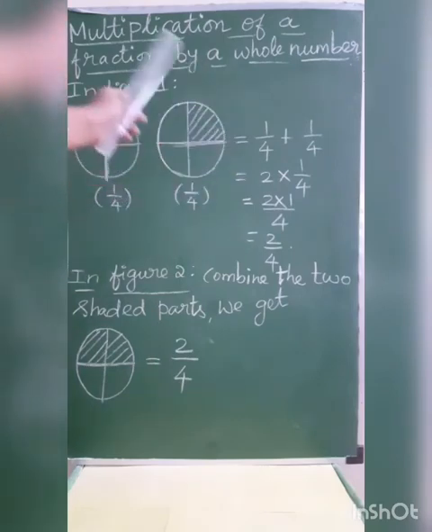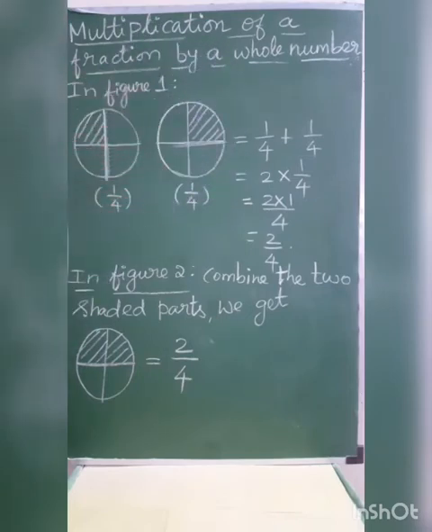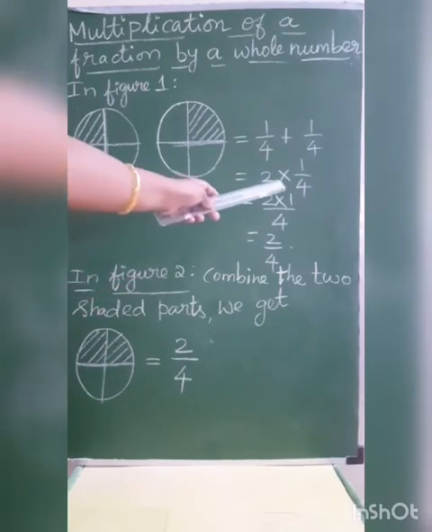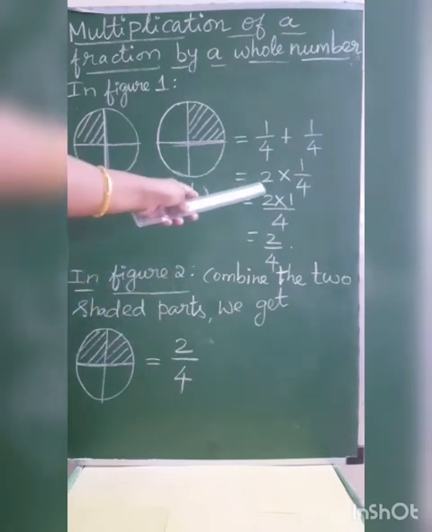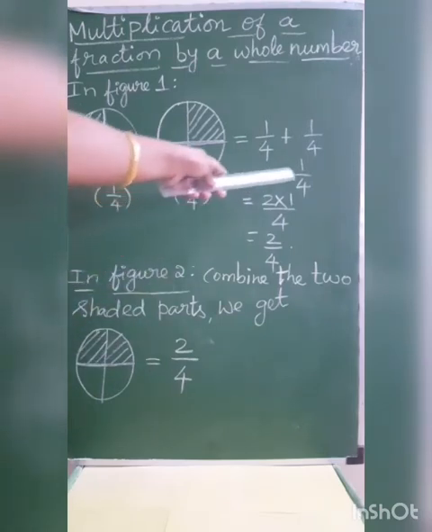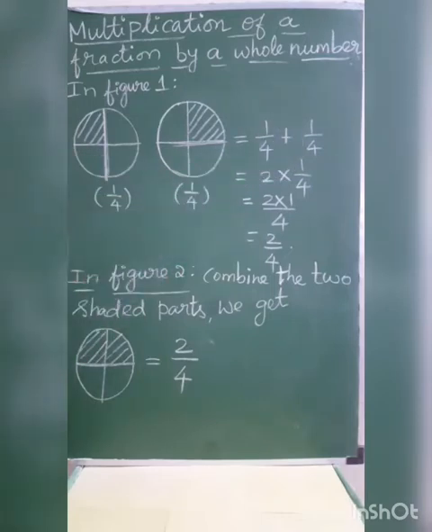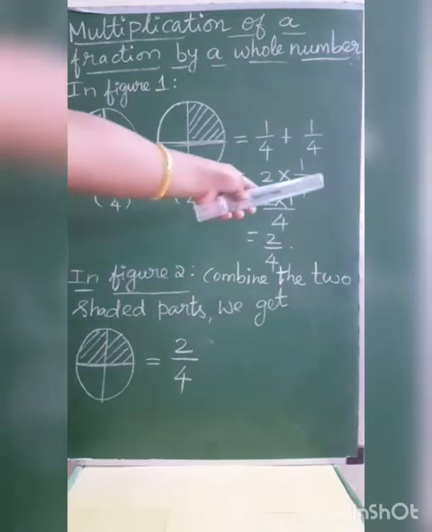Now we write it as multiplication of a fraction. In this sum, we convert it into a multiplication of a fraction. How many times is 1 by 4 in figure 1? 2 times. So 2 times means 2 multiplied by 1 by 4. Here 2 is the whole number and 1 by 4 is the fraction. One whole number is to be multiplied with a fraction.